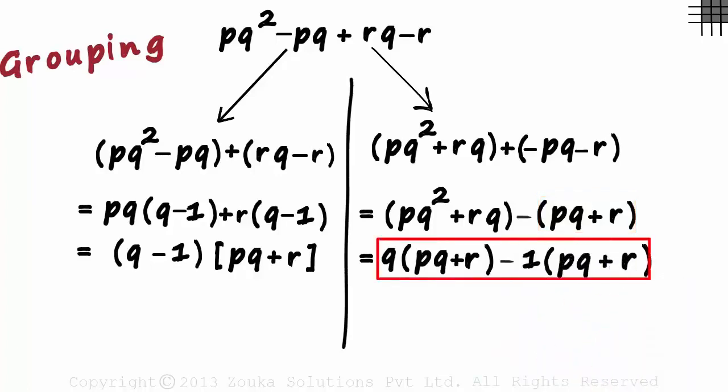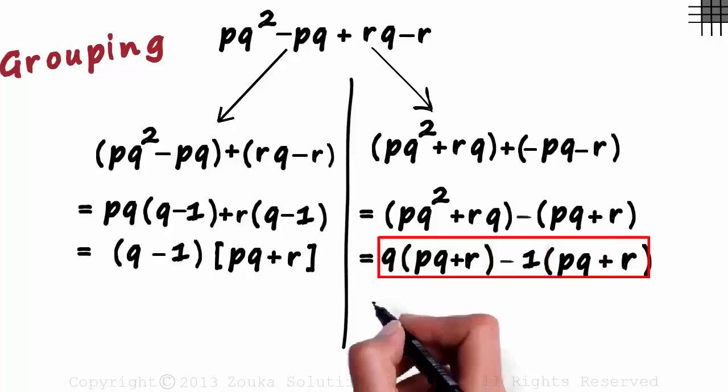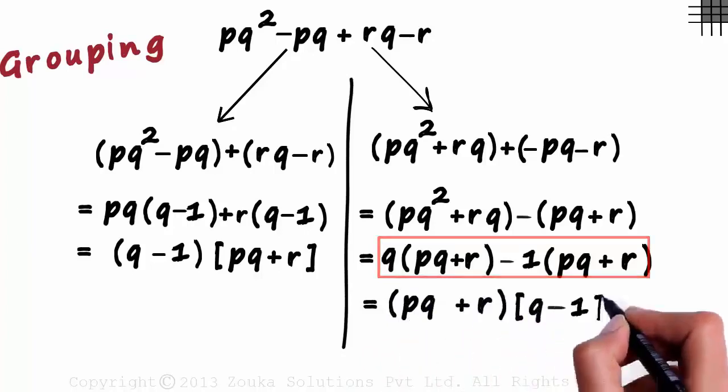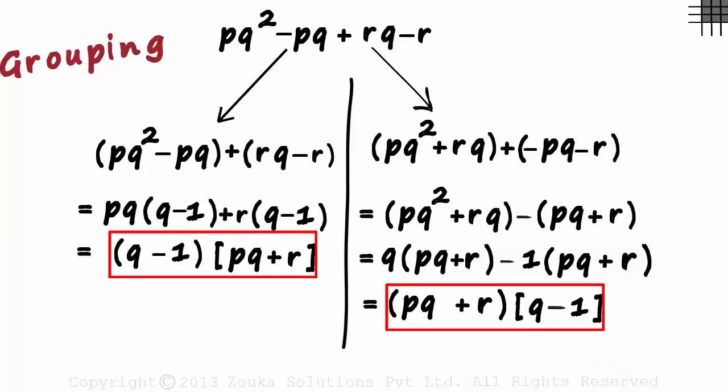Now in this expression, the binomial pq plus r is common to both the terms. So we write this expression as pq plus r multiplied by q minus 1. It is the same as this expression.